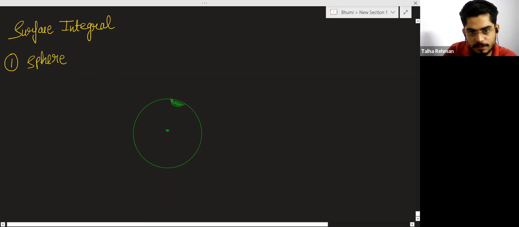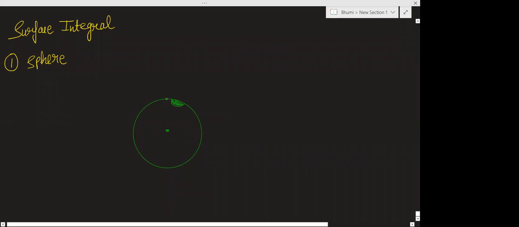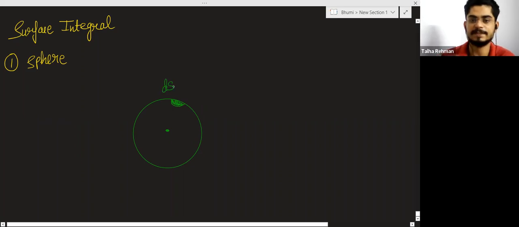This is just the small surface of the sphere. And this small surface has a small surface area, ds. This is the surface of the sphere. I am taking just a small part of the surface, called ds. I think I have not told you that ds is for small surface area.